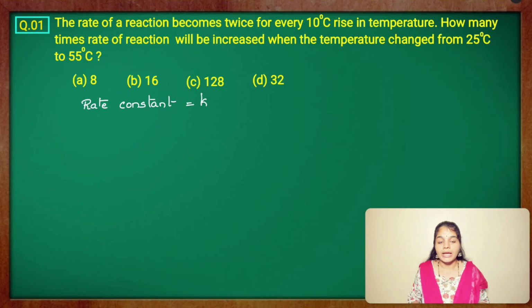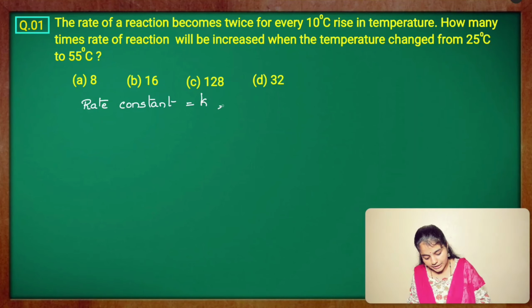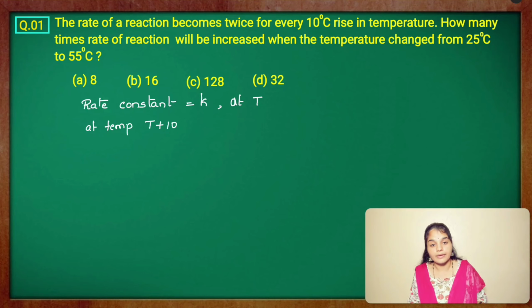is K. Now, if the same reaction is performed at a temperature 10 degrees more than that of the temperature. So, rate constant is K at temperature T. Now, at temperature T plus 10, let me write the rate constant as K T plus 10.